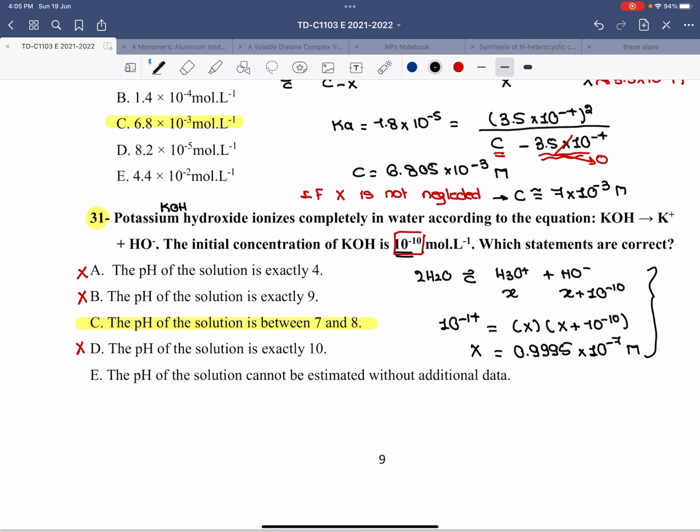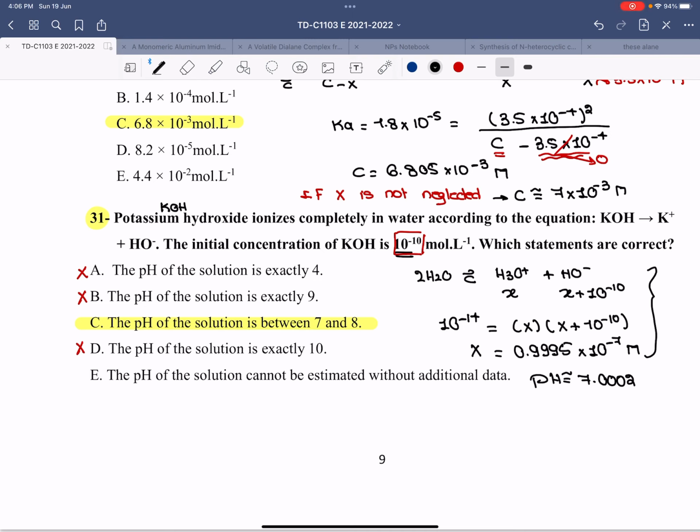But we just say 7. If you truly calculate it, you will get 7.000, I think, 2 something. So it is 7, but it's slightly greater than 7 because you added that base. So you can calculate it. You don't need to. The pH is approximately 7. It's slightly larger than 7.